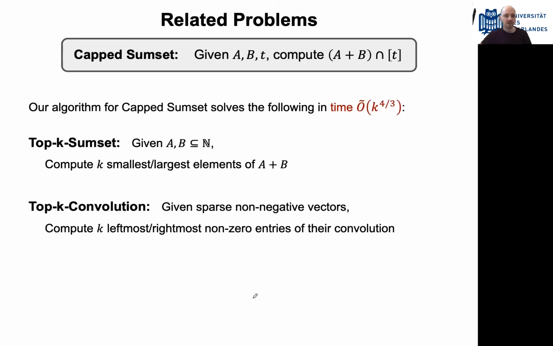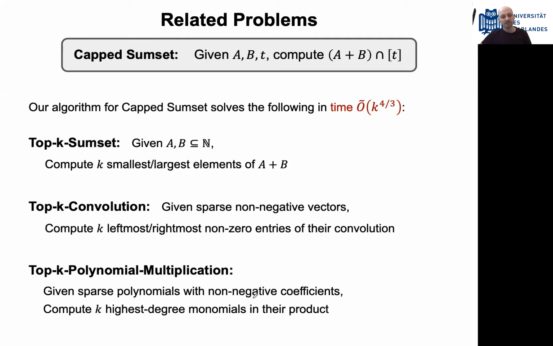A bit more general is top-k convolution. So here we have two sparse non-negative vectors, and what we want to compute is the k leftmost non-zero entries of their convolution. Now this is one of the problems mentioned in the title of this paper. It's actually equivalent to this top-k polynomial multiplication, where you're given two sparse polynomials with non-negative coefficients. And what you're interested in is to compute the k highest degree monomials of their product. Or equivalently, you can also ask for the k lowest degree monomials of their product.